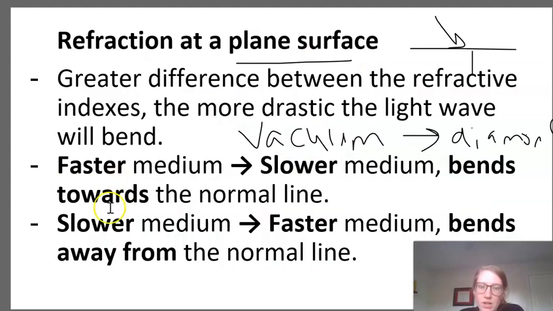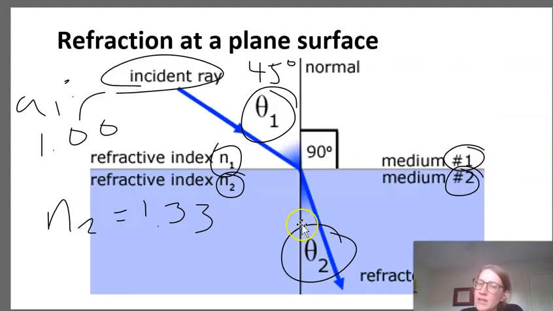Okay. If it's going from a slower medium to a faster medium, so if we have light that is escaping water, if we're going from water up to air, then you could kind of just reverse these, then it's going to bend away from the normal line. So your reference would kind of be the x-axis instead.